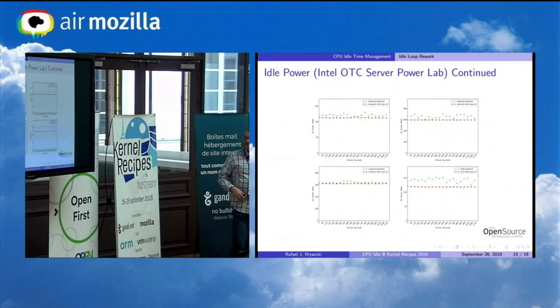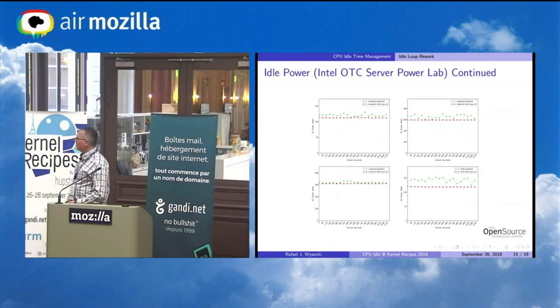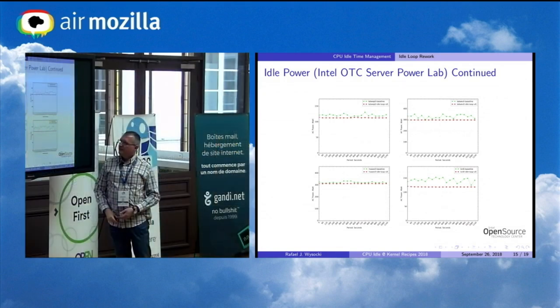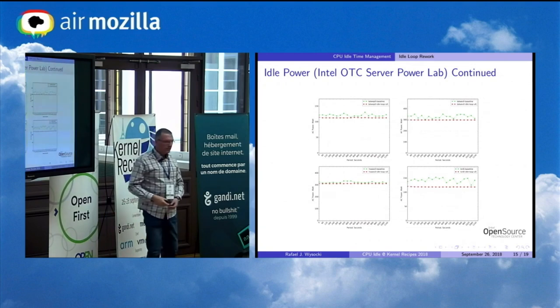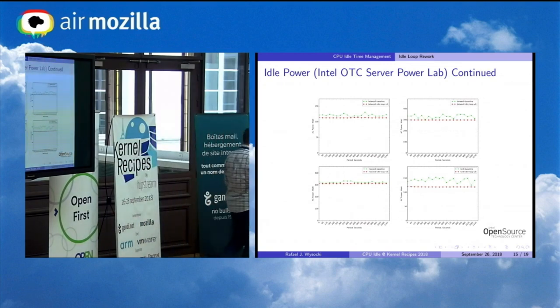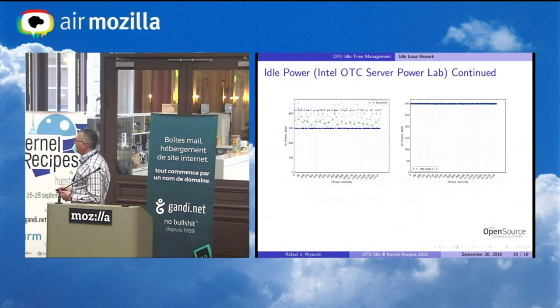More data from different systems. There are just different scales on the vertical axis. But you can ask, what's the reason why the difference is so dramatic? Just because we decided to avoid stopping the scheduler tick up front. And we did a sort of analysis of that, but this is an illustration of what really happens.